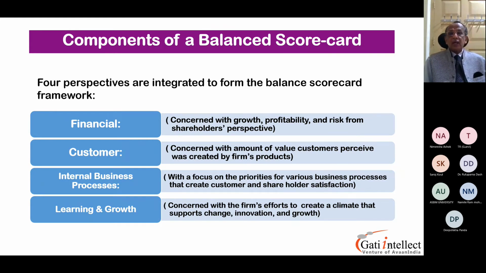Then comes learning and growth, which concerns the firm's efforts to create, support innovation and growth. So internal process is there, customer is there, financial. These are the main 4 perspectives you can look into in order to have a proper balanced scorecard. Now, these are the generic ones. What is happening is a lot of organizations and a lot of departments, even the HR department, have formulated their own balanced scorecard based on these 4 criteria.